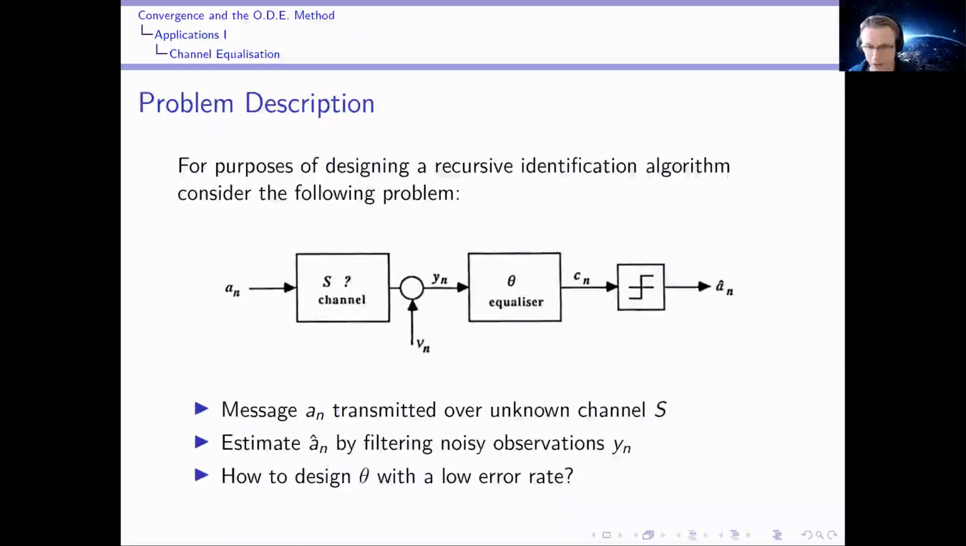Message A, or symbol A subscript n, is transmitted over a channel, and the channel is unknown. The objective here is to estimate A subscript n hat by filtering the noisy observations y of n. And so the objective is to design an inverse model of the channel, theta, that gives a low error rate for A hat. And so theta in this application is called the equalizer.